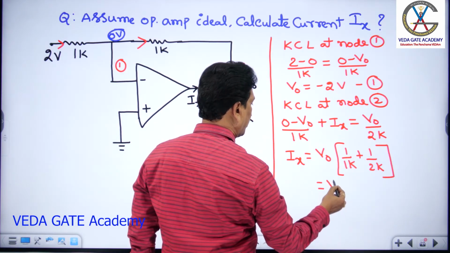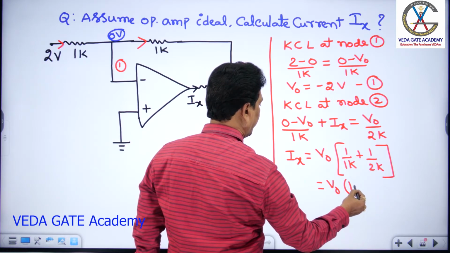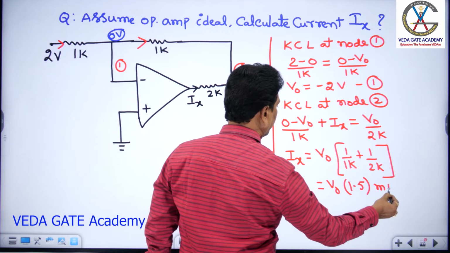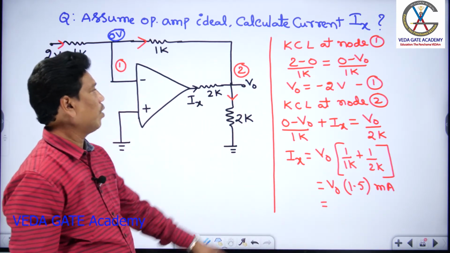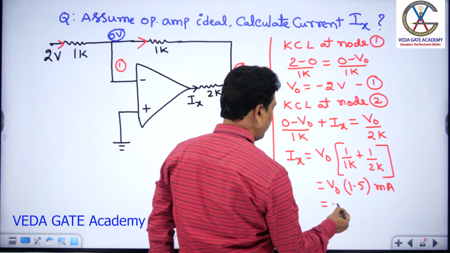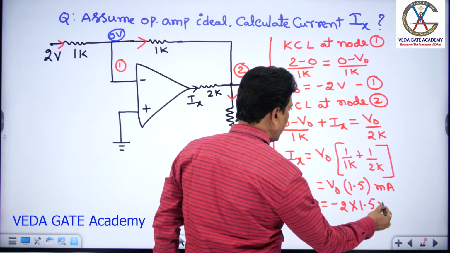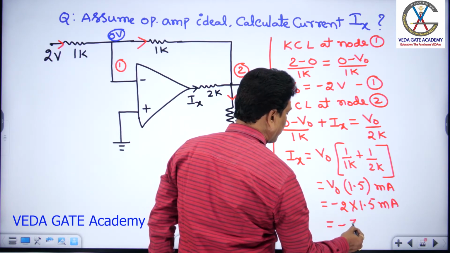So V0 into 1.5, taking K to the numerator, becomes milliamps. V0 into 1.5 milliampere. What is V0? We already know V0 equals minus 2 volt from equation 1, so minus 2 into 1.5 milliampere. So the required current Ix is minus 3 milliampere.